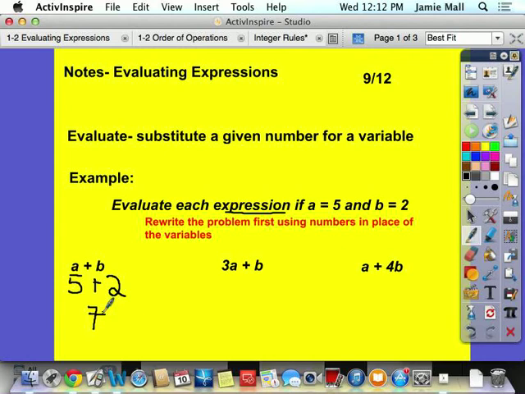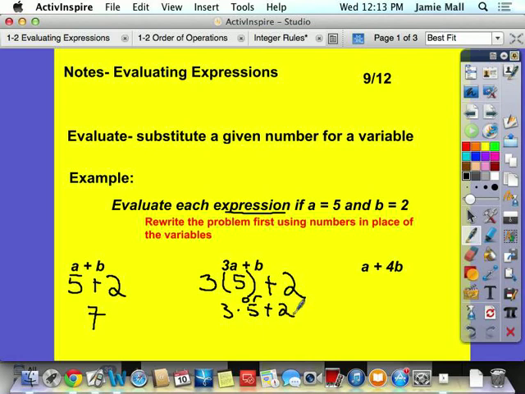The next example, 3A plus B. What does that really mean? 3 times A plus B. So watch how I'm going to fill in the next step. Typically what I will do is I'll use either parentheses or a raised dot. So 3 times 5 plus 2. I'm expecting that you're going to rewrite that step. As an alternative, if you wanted to write 3 times 5 plus 2, that would be okay with me.